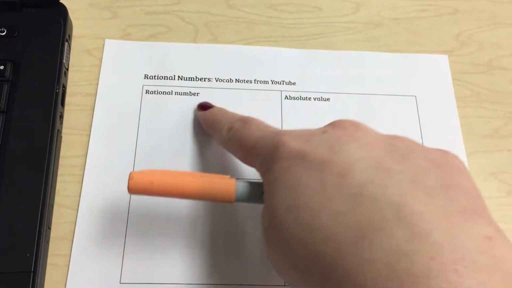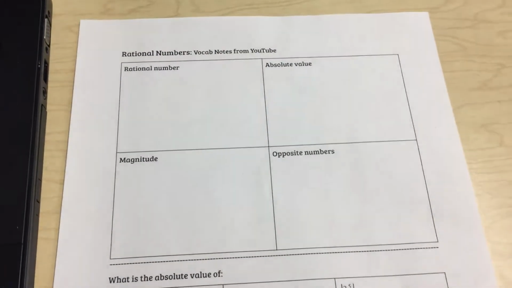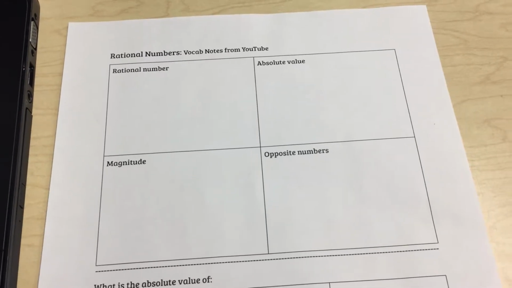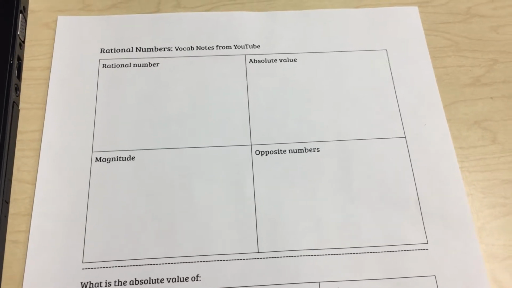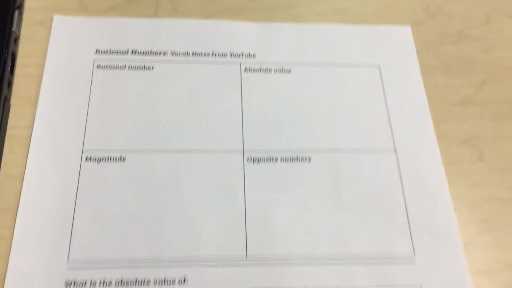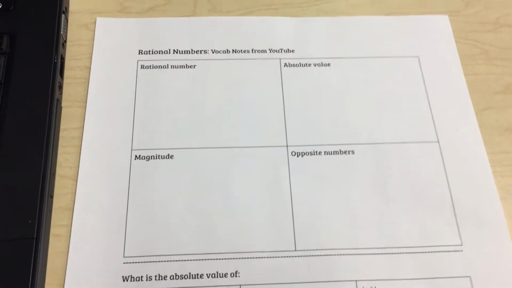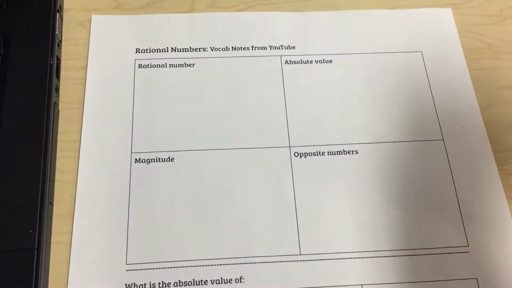So the first thing you're going to notice is there's 4 boxes here. We're going to write 4 definitions today. We don't usually do that, but most of this stuff is actually review. We've done it already this year, not even like review from 4th or 5th grade. So we're going to start off with the definition of a rational number.